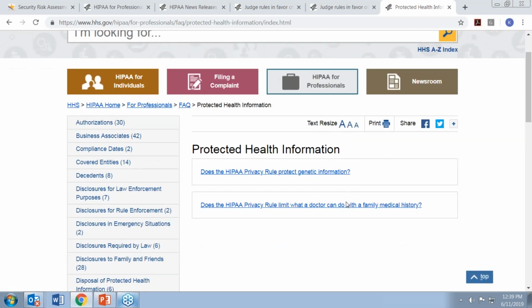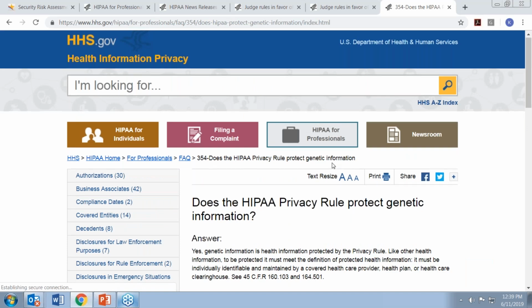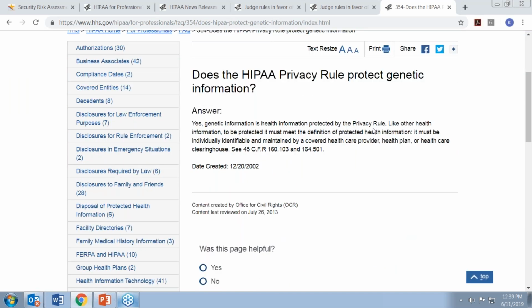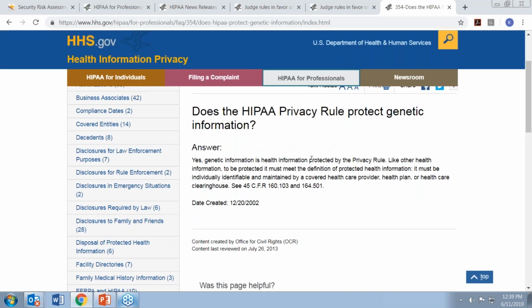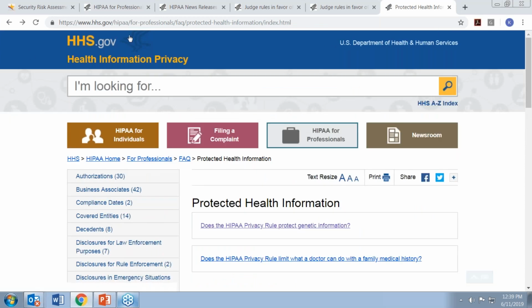Let's see what they have. Do we protect genetic information? Yes. Genetic information is health information. Like any other information, it has to be protected. So it's very easy to use. I like the website. I think you should spend time on it.